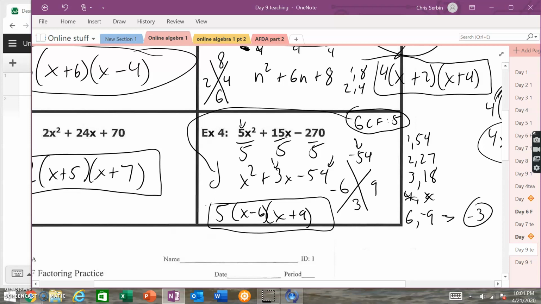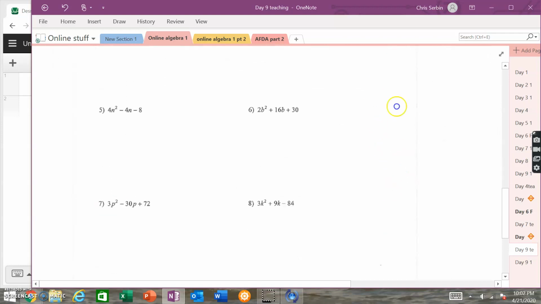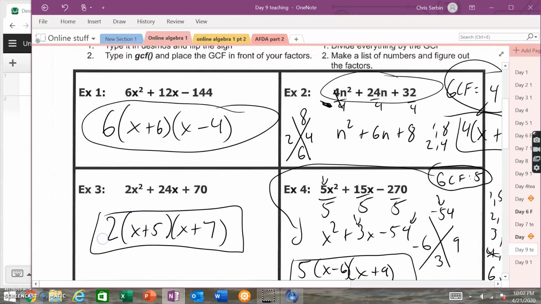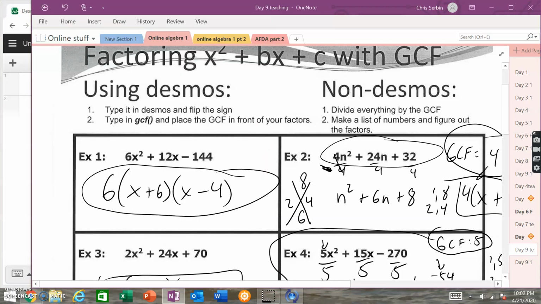So, your work for the day. It says AFTA, but it's algebra. I adapted it. So, the first one, there's no greatest common factor. You just factor that simply. And then the rest of them, you factor like you normally would. Well, it was there. So, you can cross one out, and you can use either method. So remember, Desmos, type it in, and then type in the second line. Or non-Desmos, find that greatest common factor, make the list, and solve your X puzzle.